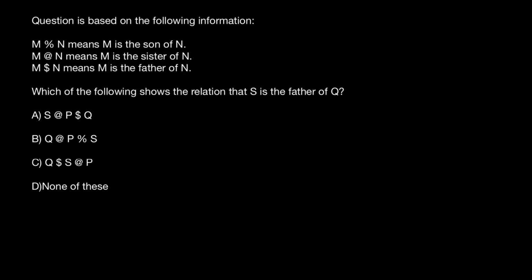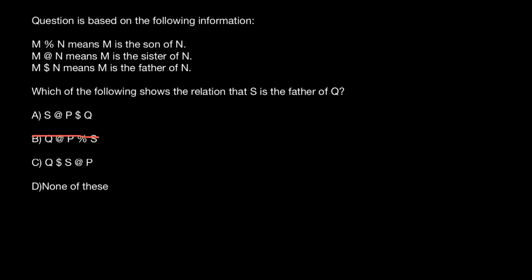In each logical chain, the last letter represents a person whose sex we never know. Which of the following shows the relation that S is a father of Q? In variant B, we see S at the end, and because we cannot tell the sex of the last person, S cannot be identified as a father, so we can cross out this variant right away. Now we have to think about variants A and C.